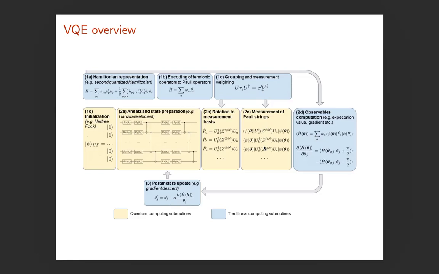We perform the measurements of the Pauli strings. That gives us new expectation values. And so we feed that one in here, calculate the gradients. This is the classical part, and that feeds in new angles. And then we repeat this till self-consistency.